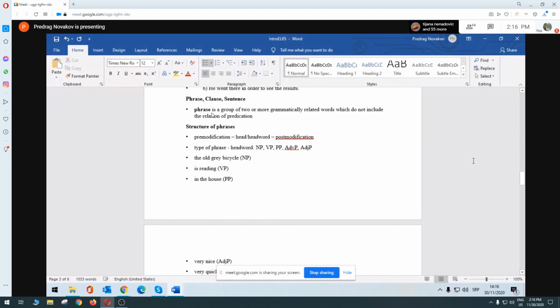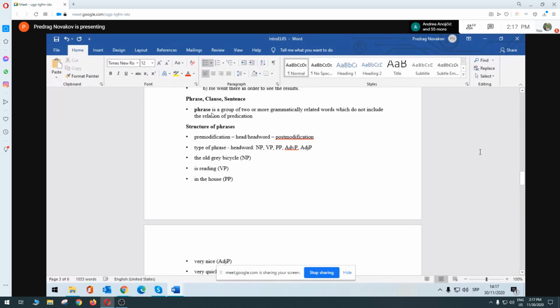Okay, now this is important. This definition of a phrase, you should really learn it, because this is the basic thing. This is important, okay? So how do you know that something is a phrase? Well, it's a group of two or more grammatically related words. You remember we said, a student said they should have the specific meaning, yes. And this is the most important part. They do not include the relation of predication, okay?